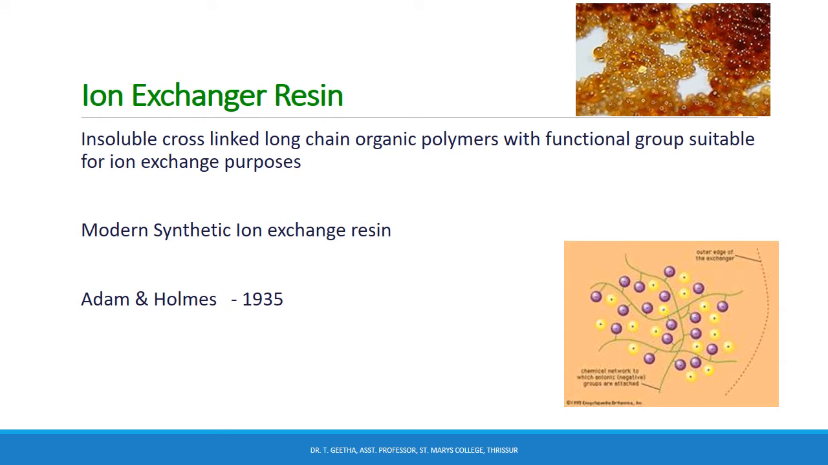An ion exchanger resin is an insoluble, cross-linked, long-chain organic polymer with functional groups suitable for ion exchange purposes. The modern synthetic ion exchange resin was first designed by Adams and Holmes in 1935. You can see this is an image of an ion exchanger resin wherein cross-linked polymer chains to which functional groups are attached.